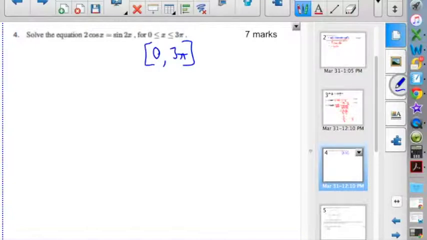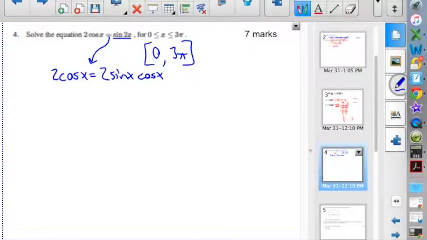I use cosine of 2x. Very good. So we have 2 cosine x equals 2 sine x cosine x. Alright, so here we're using that double angle formula. They like that one, okay? So now what did we do?